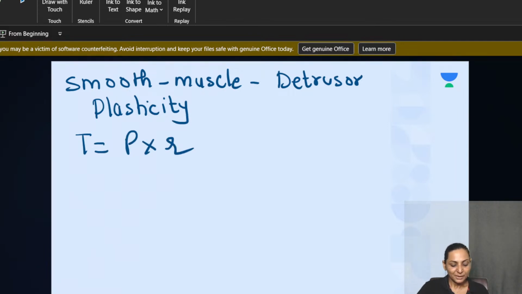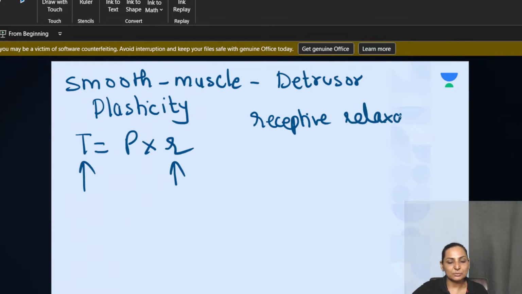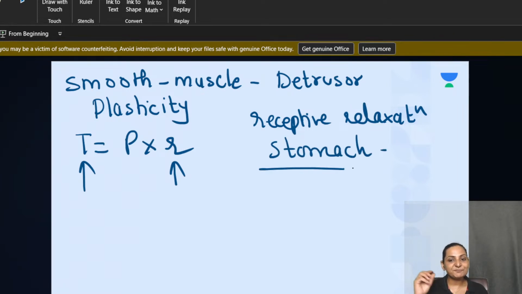According to Laplace law, T is equal to P into R. That means if there is an increase in the radius, the tension will increase. The tension will increase with the distending pressure, but the pressure will not rise. So with an increase in the radius, there is an increase in the tension without an increase in the distending pressure, and that allows accommodation, which is an example of receptive relaxation, which is also seen in the stomach when there is food accumulation.